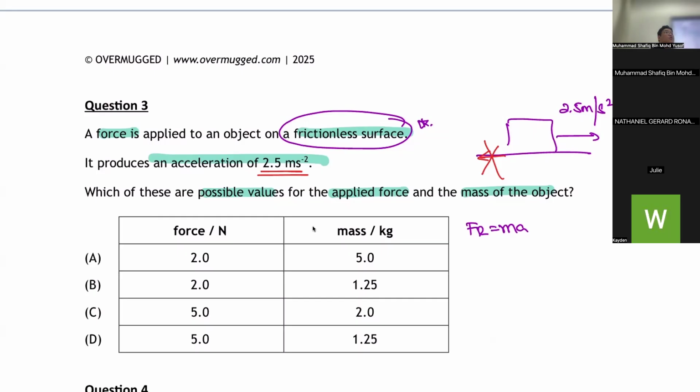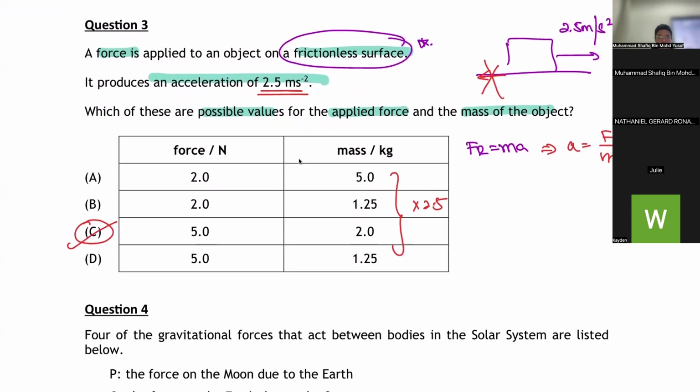So there's a few ways you can do it. Number one, you can do guess and check, where you substitute all the M and the A together. So you can multiply everything by 2.5 and then you can see which one fits the bill. Or another way, you can find which one will give you that value of A. So you divide force by the mass, then you can find which one fits 2.5 meter per second squared. So the answer is C in this case. So 5 divided by 2 will give you 2.5 meter per second squared. Okay? All right. So that will be all for this question.